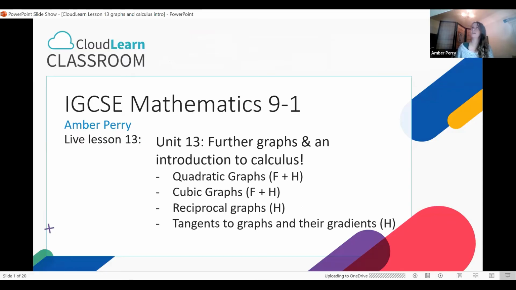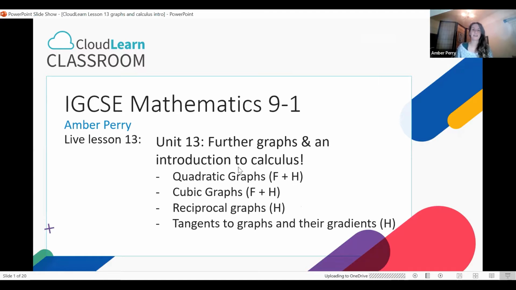Can everyone see that okay? It should say unit 13. That's not correct. We're actually on unit 25, so that's wrong. Apologize for that.